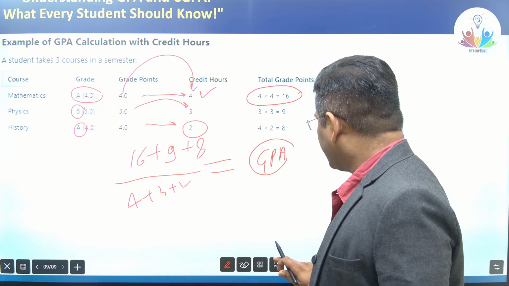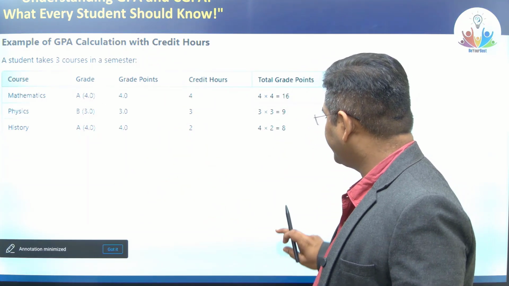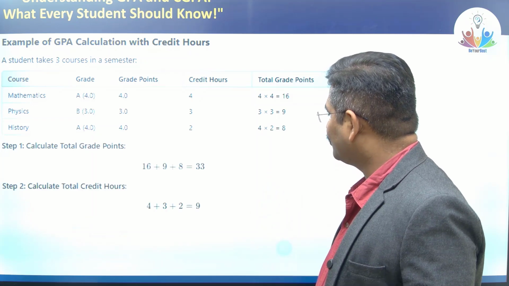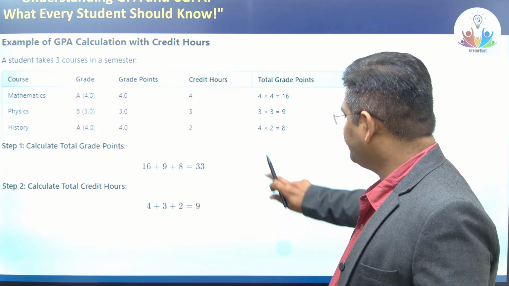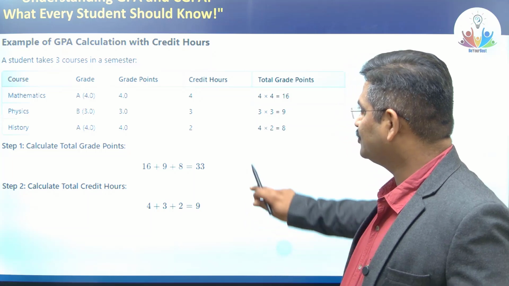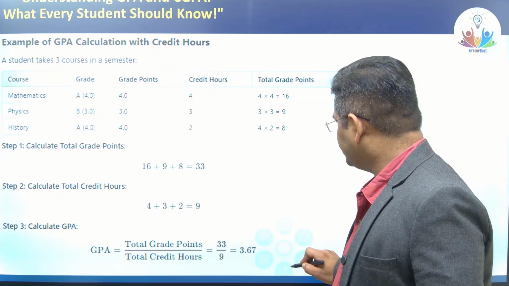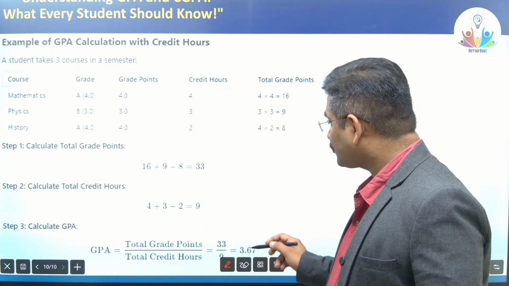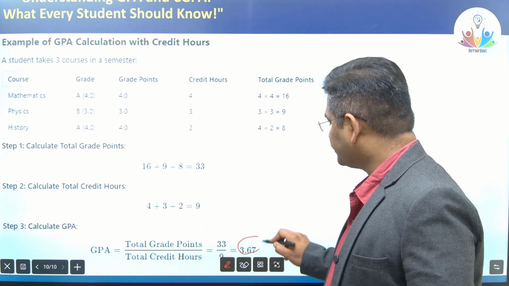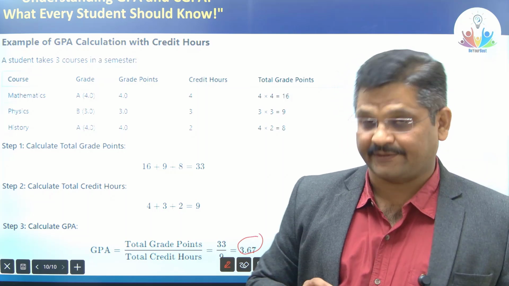This is the calculation for the GPA, and when we do the calculations, the student's GPA for the particular course can be understood in this way, and this is the total GPA of a student for the particular course, that is 3.67.